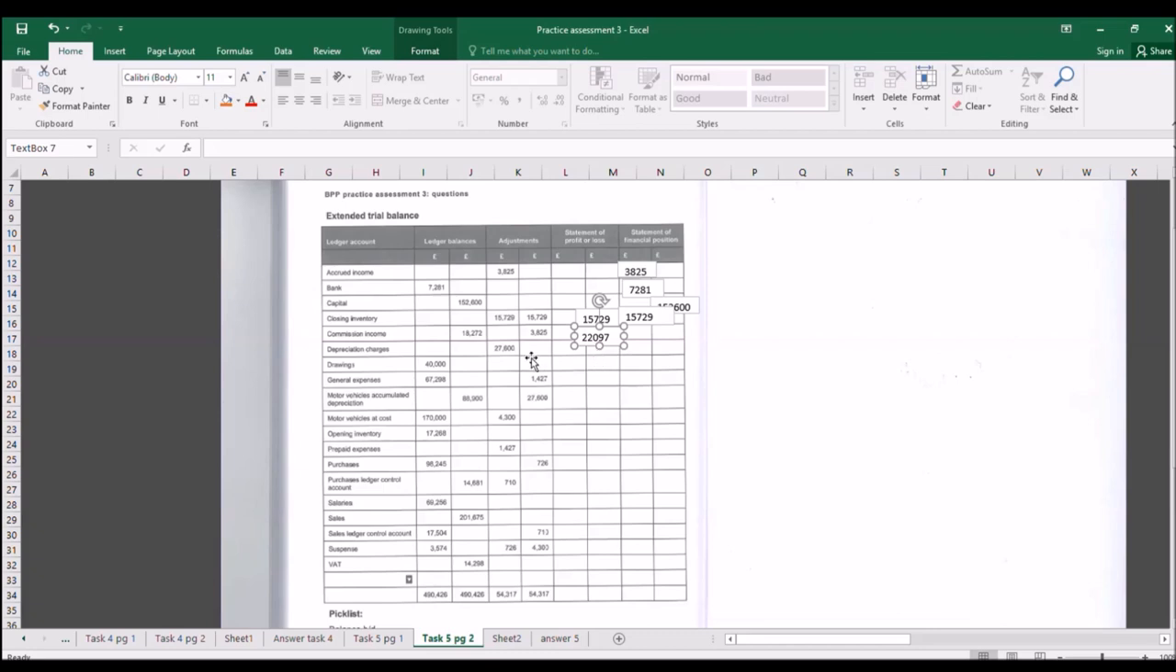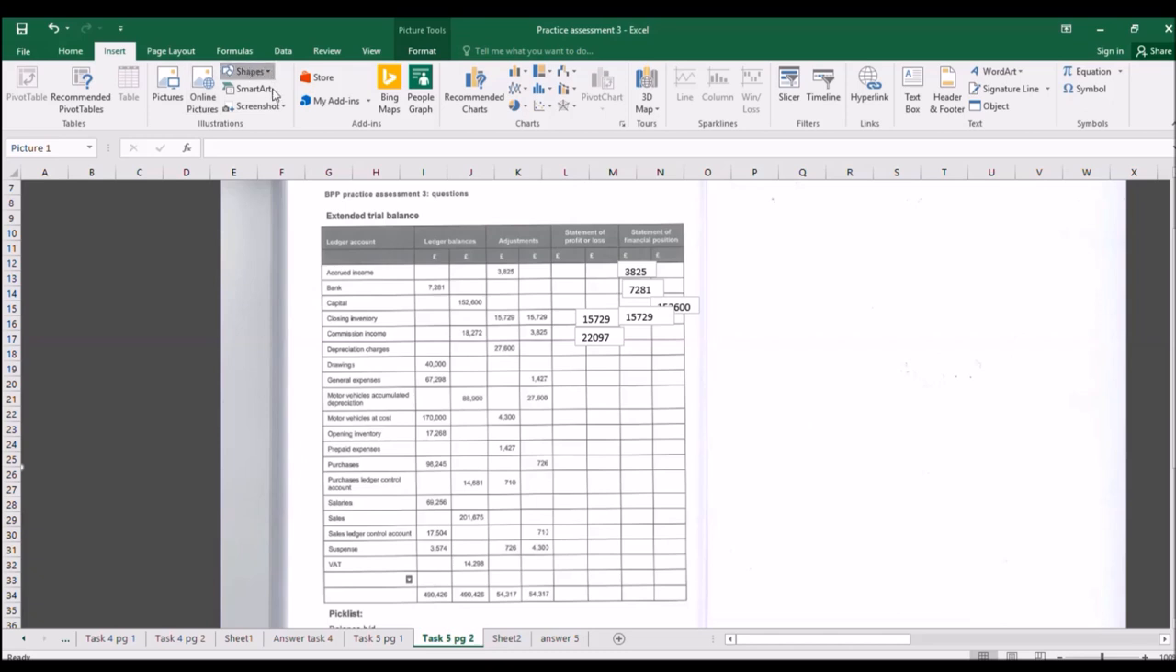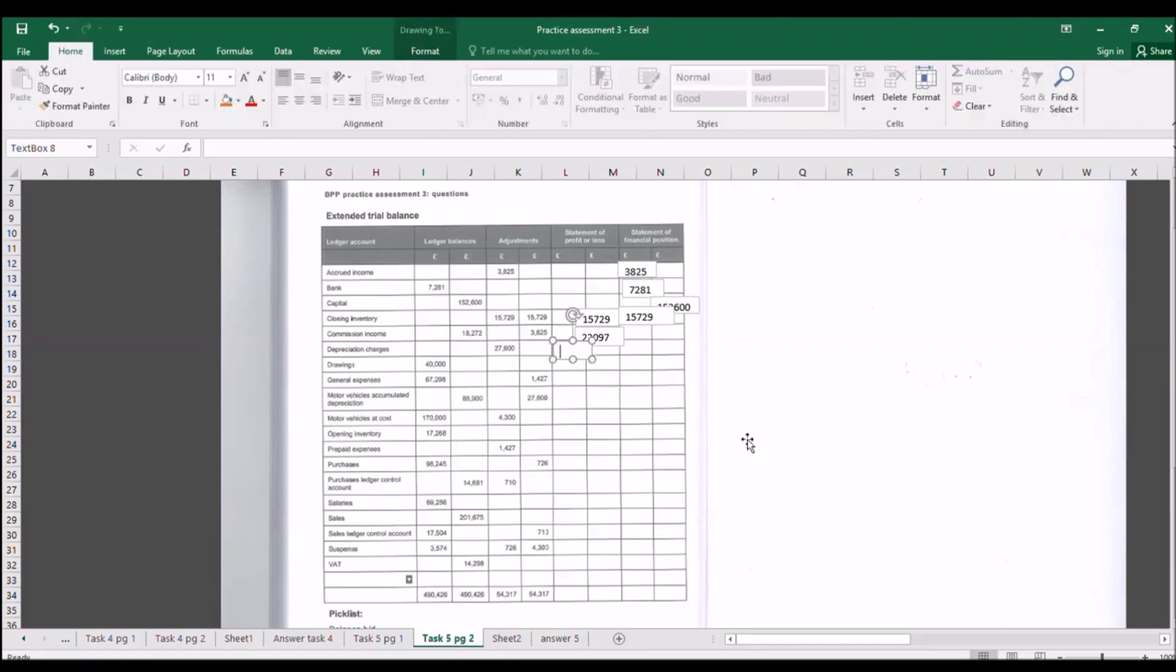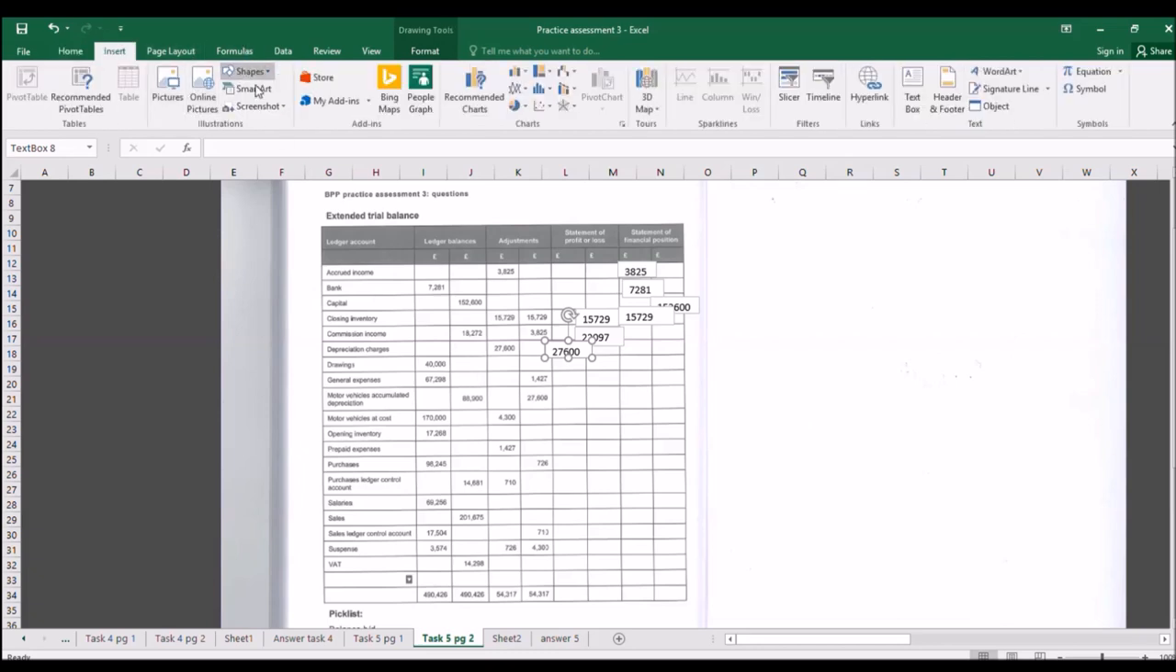All right, depreciation charges. So that's going to be the charge in the year. So that's going to go into the statement of profit and loss as a debit. You see it's on the debit side as well. If it was on the credit side, we would be thinking that would be our accumulated depreciation and be in the statement of financial position. Our drawings is going to go, that's nothing to do with financial performance.